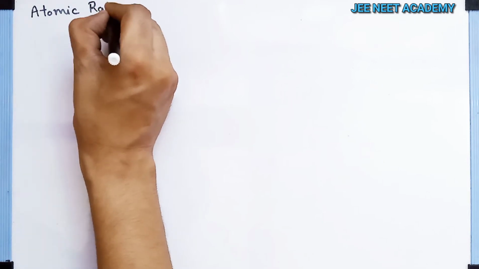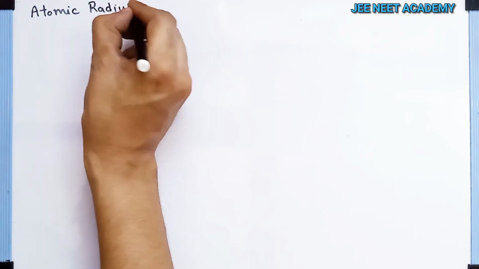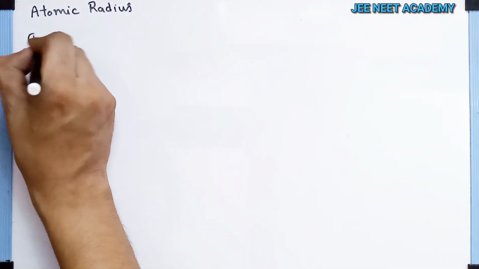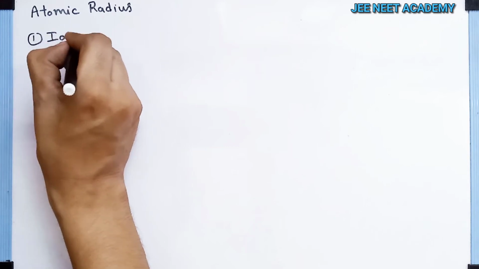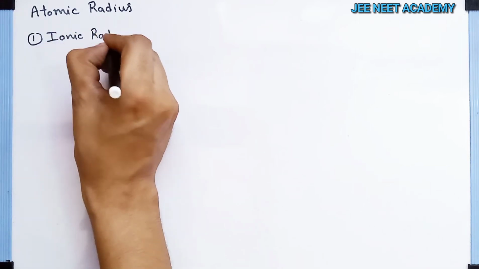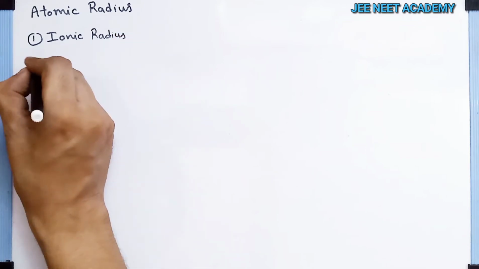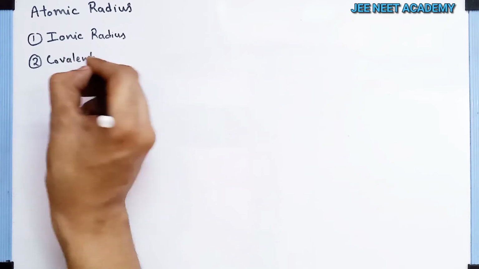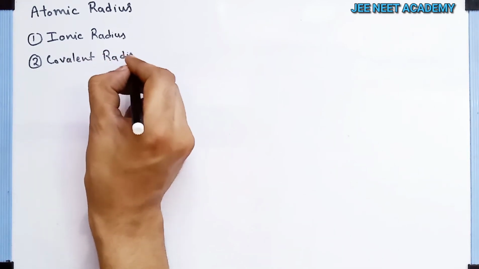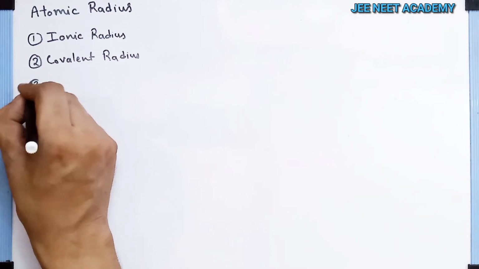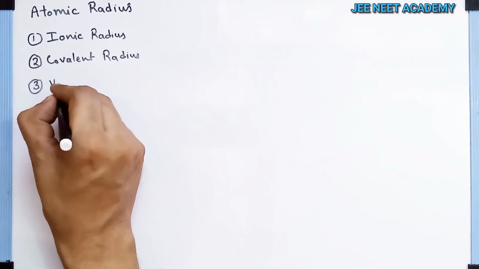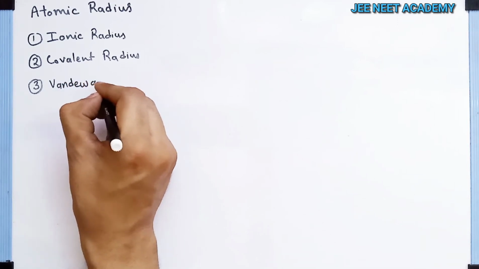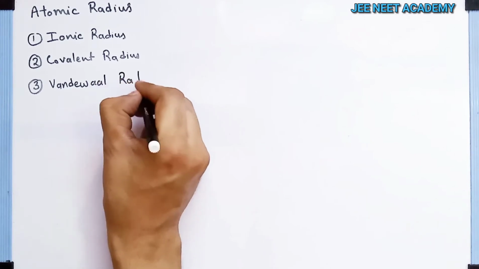In atomic radius, we will see the ionic radius, covalent radius, and van der Waals radius, and in the last, metallic radius.